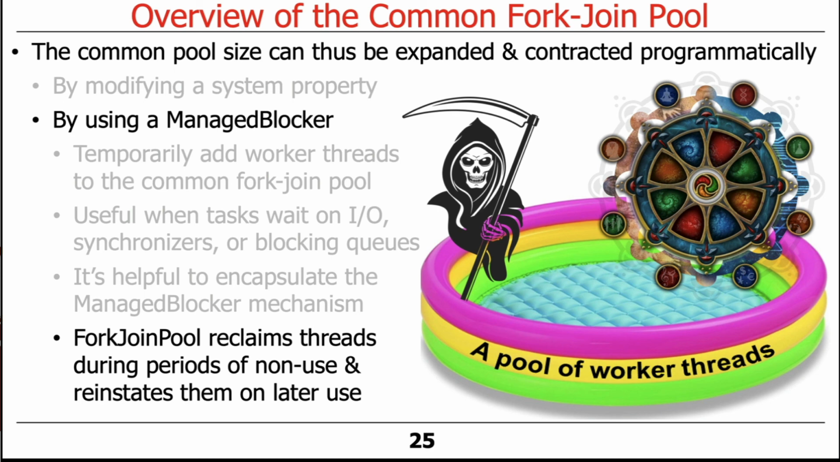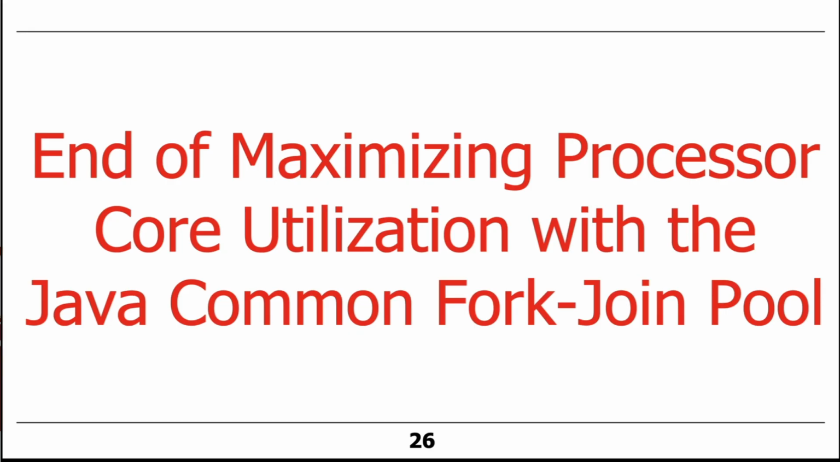So what the common fork join pool does is it reclaims threads during periods of non-use and then makes it possible to reinstate them on later use as they're needed. So that's the end of the overview of how to use the common fork join pool to maximize processor core utilization. And we'll go into more detail about all these mechanisms shortly.